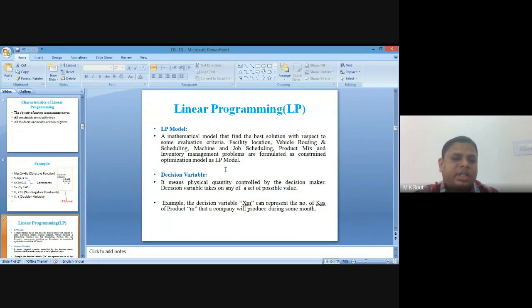Next part is your decision variable. A decision variable means a physical quantity controlled by the decision makers, and a decision variable takes any of a set of possible values. For example, the decision variable xm can represent the number of kg of product m that a company will produce during some month. That is the concept of decision variable, and it should be decided by the higher authority or top level of management.